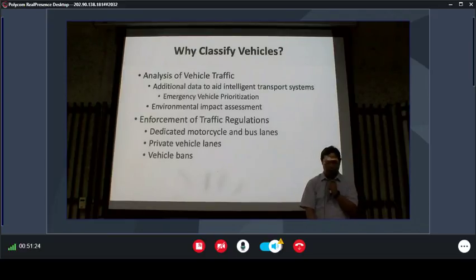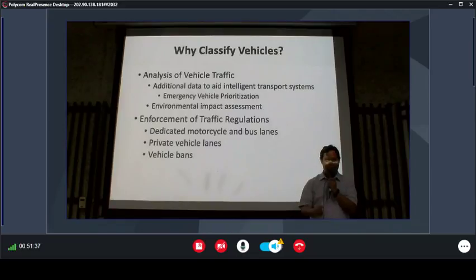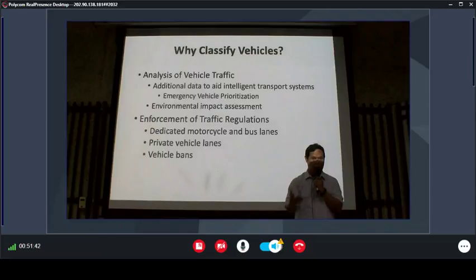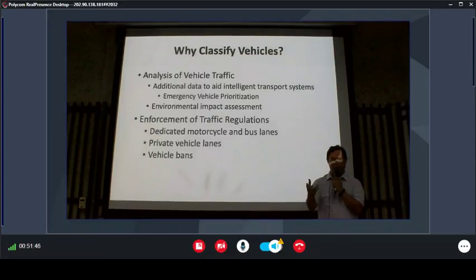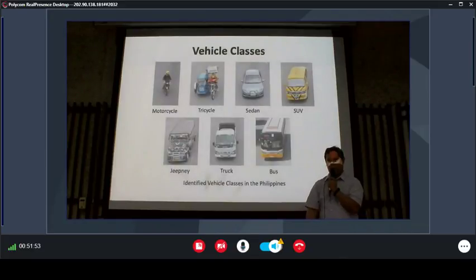For environmental impact assessment, that's also interesting. What would be the effect of trucks and buses on our pollution? It would also enable us to enforce traffic regulations. It could enforce dedicated motorcycle and bus lanes. It could track whether truck bans are being followed, if you are to implement truck bans, etc. So there may be a lot of potential benefits if we could classify the vehicles based on vision systems.